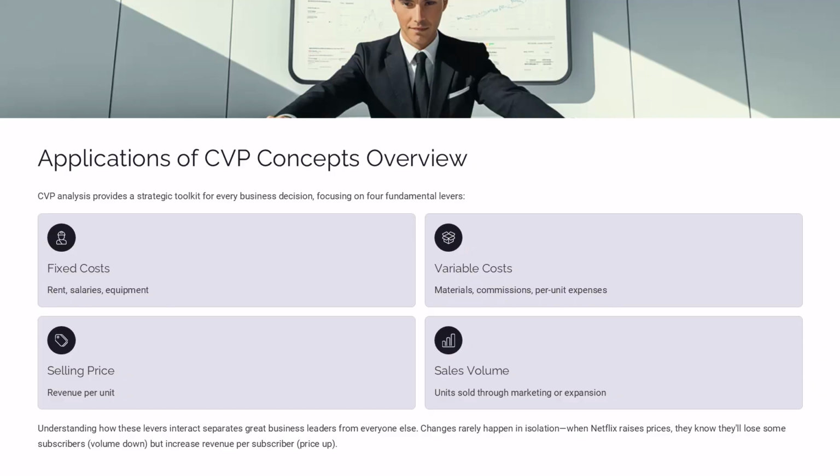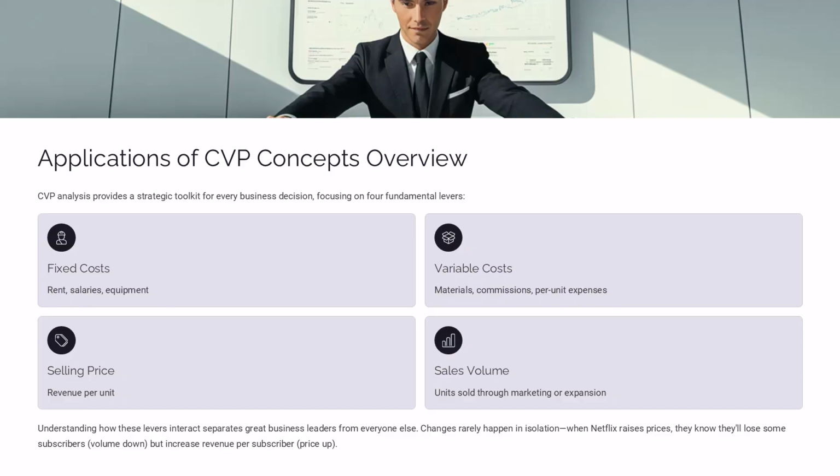The companies that dominate their industries are the ones that best understand these CVP relationships, like how Amazon intentionally operates retail at break-even to maximize volume and market share while making all their profit from AWS with its incredible 65% contribution margin, a strategy that seems crazy until you understand the CVP dynamics.